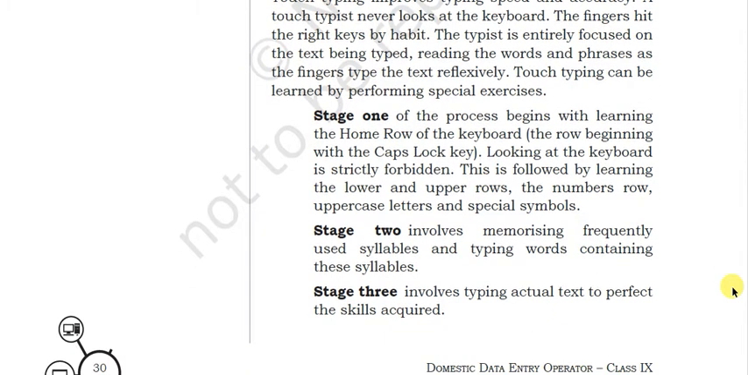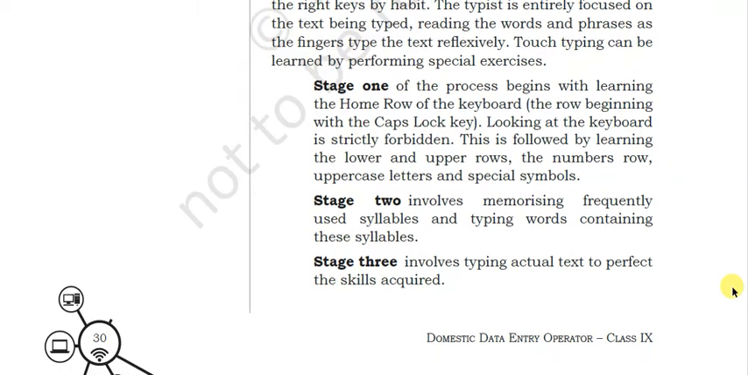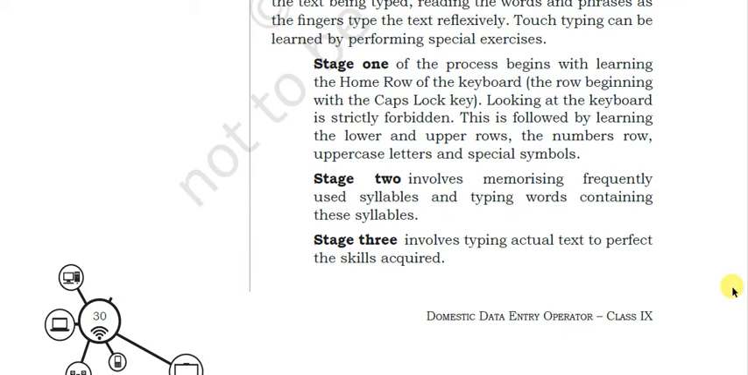Stage 1 of the exercise is learning the home row of the keyboard. Looking at the keyboard is strictly forbidden. This is followed by learning the lower and upper rows, the number rows, uppercase characters and special symbols. Then stage 2 involves memorizing frequently used syllables and typing words containing these syllables. Stage 3 involves typing actual text to perfect the skills acquired. So you will be moving through these stages to gain accuracy and confidence.